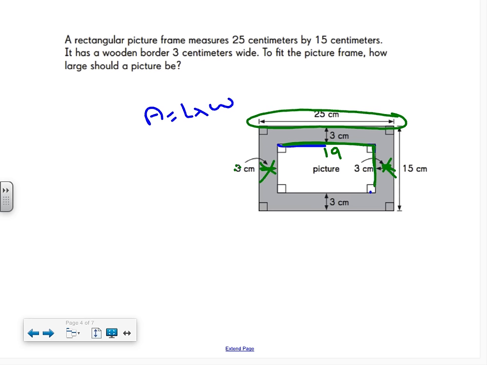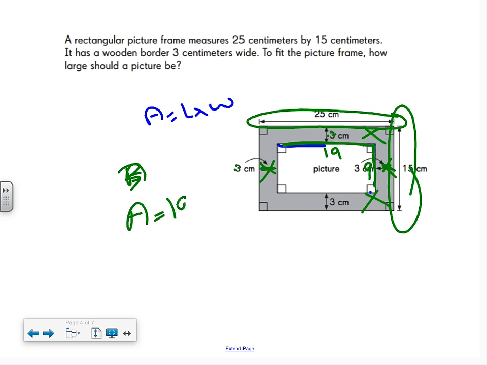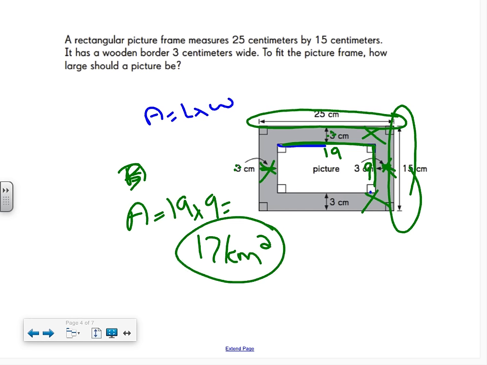Now I need to figure out this side. If this whole side is 15, I need to chop off this part and this part, which again are 3. 15, 14, 13, 12, 11, 10, 9. That side also is 9. So I know that I have to do area is 19, which is my length, times 9, which is my width. And if I do 19 times 9, I end up with 171 centimeters squared, which is the correct answer, and that lets me know how big the picture should be. Okay, we're going to try another.